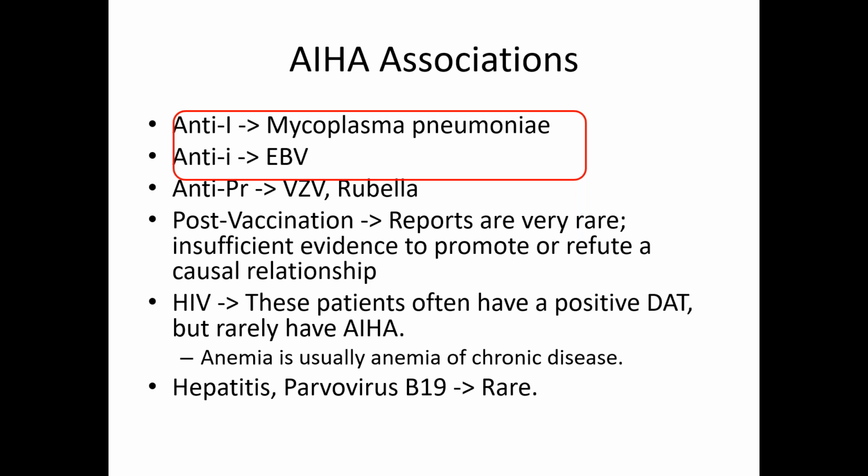There's not a lot of evidence to support or refute patients in the post-vaccination state, but just be aware, people have access to Google and they will Google it. HIV, a lot of patients with HIV will have a positive DAT. Review papers will often speculate between 40 and 60% of patients with HIV will have a DAT positivity, but most of the anemia in those cases is typically because of their chronic disease. Other associations, including hepatitis, parvovirus, are vanishingly rare.